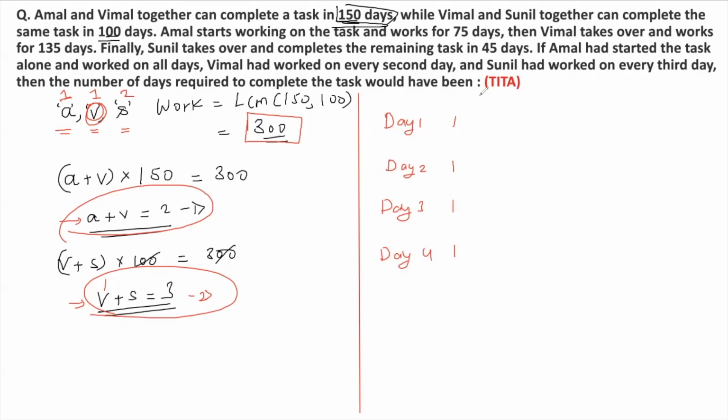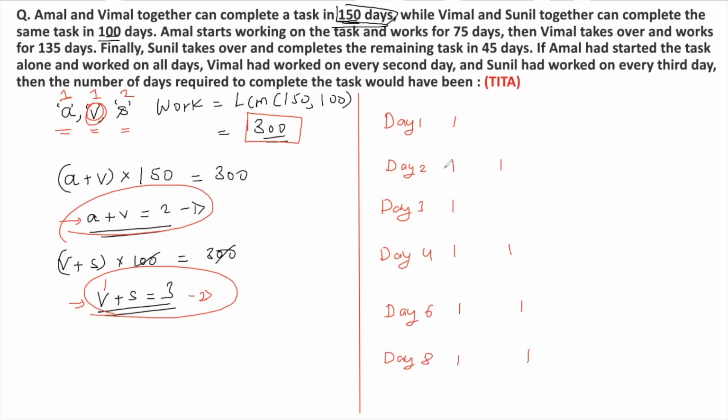Vimal had worked on every second day. Okay, so Vimal is basically working on day 2. Okay, Vimal's efficiency is also 1. Day 4. Then Vimal will again work on day 6, along with Amal, obviously. And then he will again work on day 8, okay, along with Amal, so on and so forth, right?